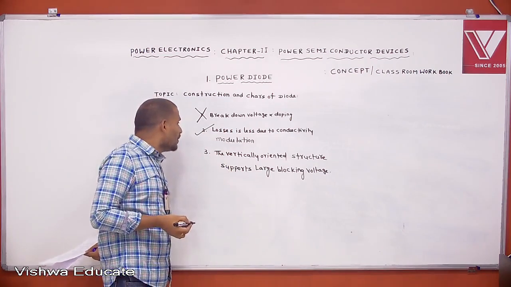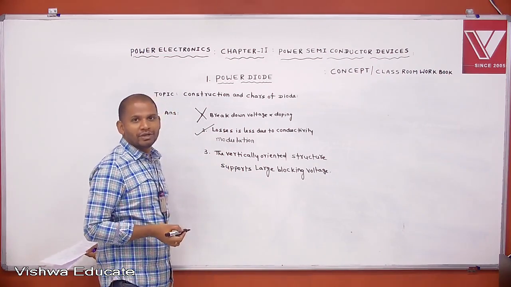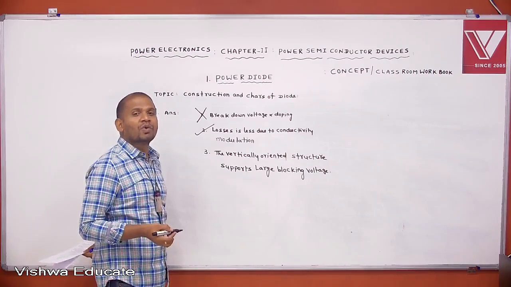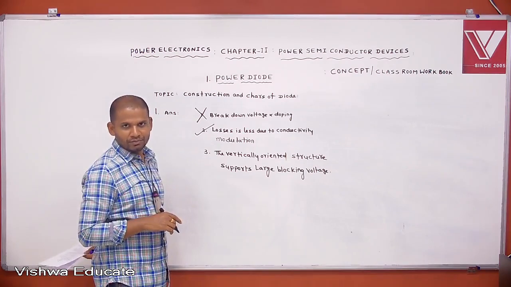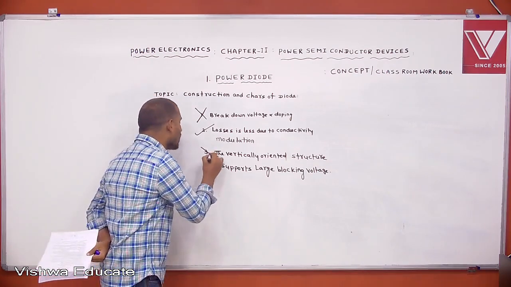But the vertically oriented structure supports large blocking voltage. It's meaningless. The large blocking voltage is supported because of the drift region only. Understood or not? That's why it is also a wrong statement.